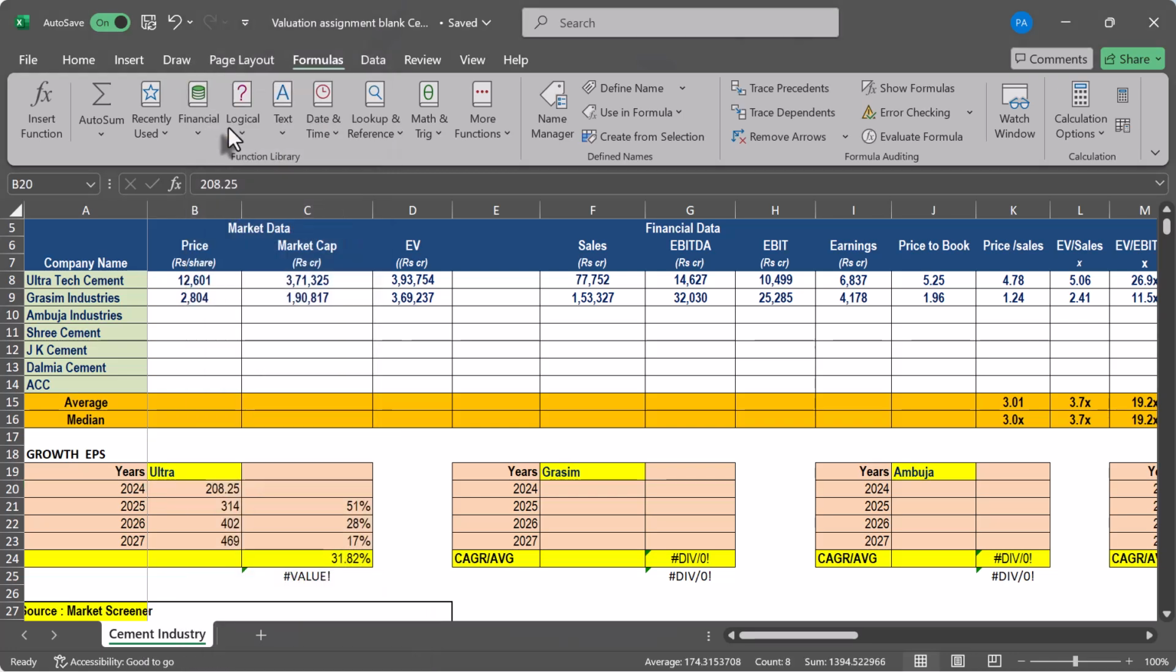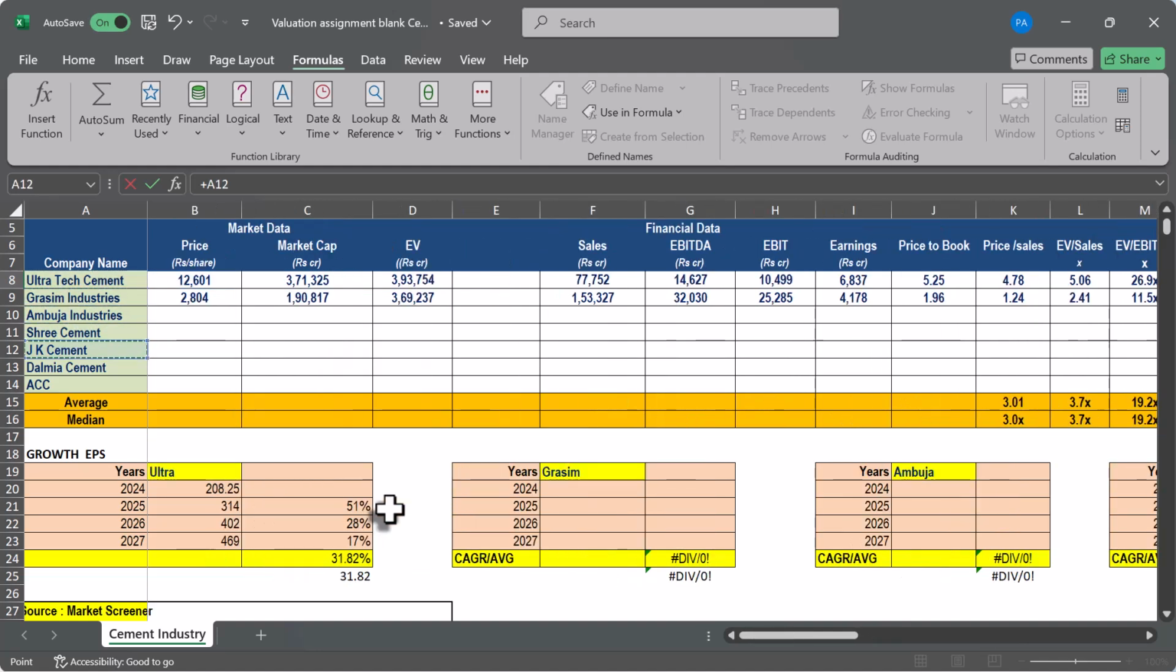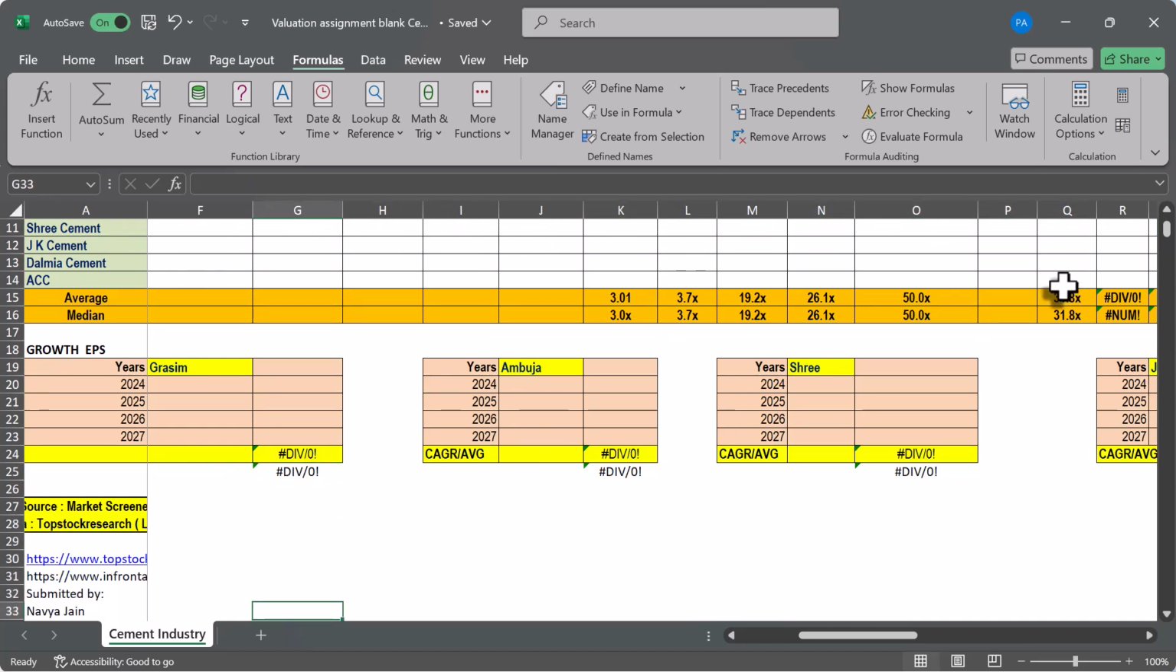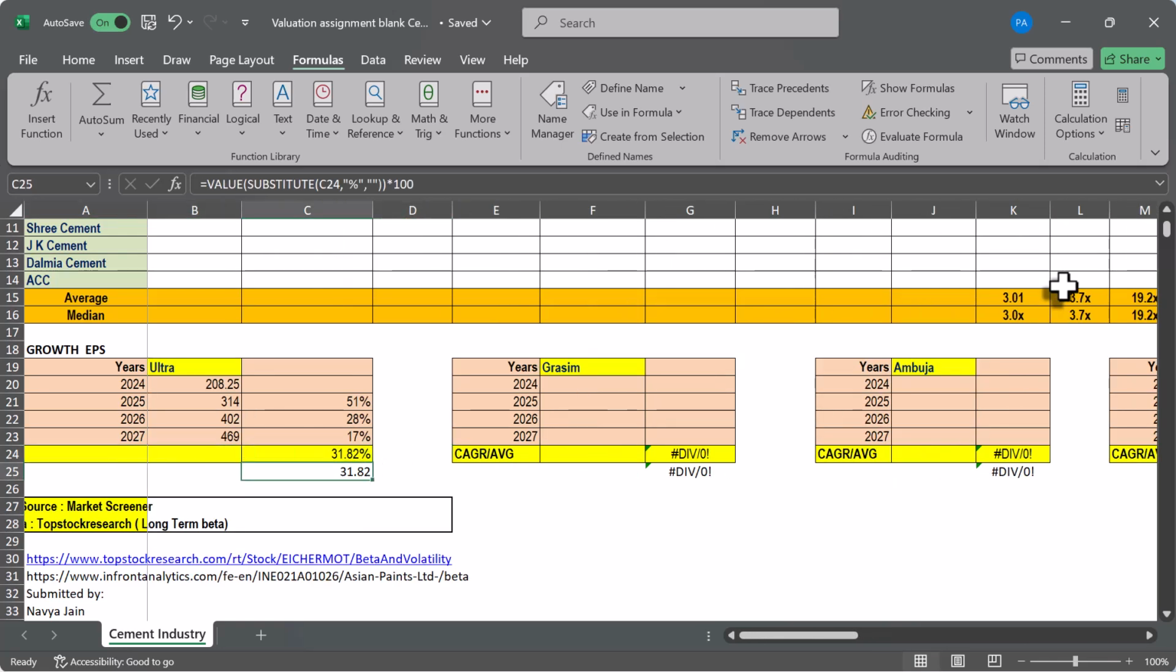Fine. So then what we can do is plug in the growth here. The growth will be captured from here, 31.82. Now in this column, I have excluded the percentage sign so that we can show the growth only in terms of a number. So the percentage has been removed here at the bottom. It was 31.82. This was the formula through which we removed the percentage and picked up the number here.